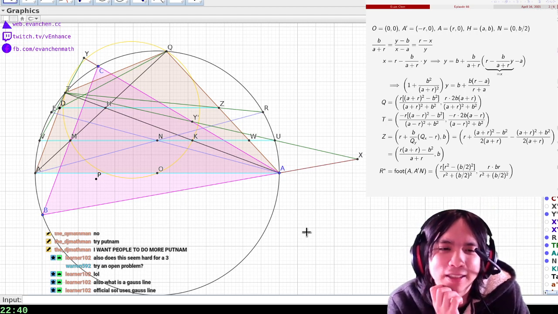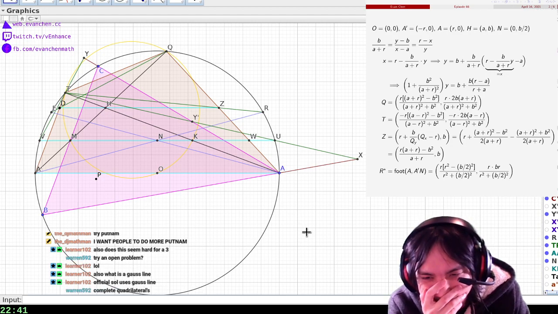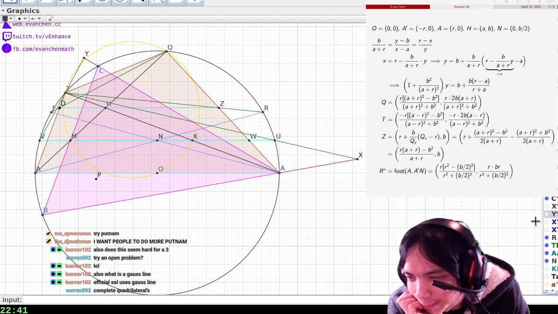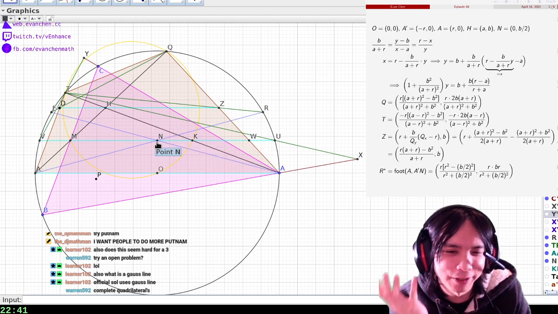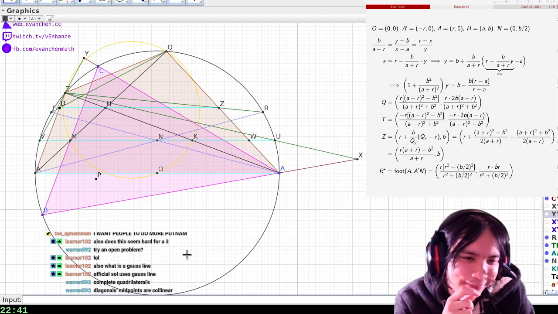The official solution uses Gauss line? Man, I worked so hard to delete X prime and Y prime. Are you kidding me? So can you use Gauss line? Like, I feel like there should be... I don't know.